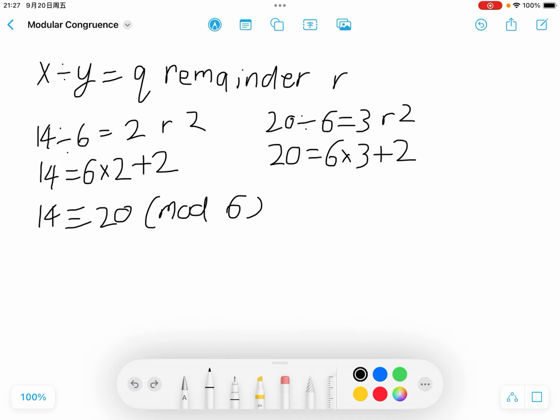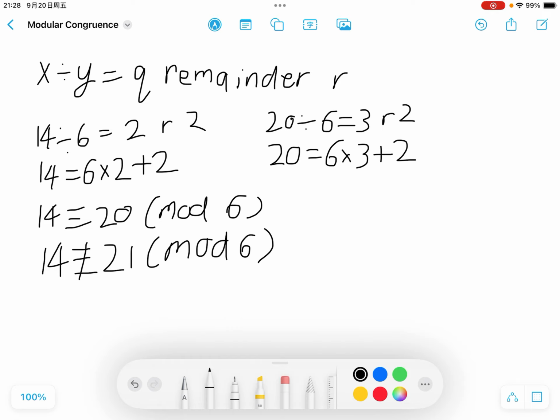If this isn't true, let's say it's 14 and 21 mod 6. This isn't true because 21 divided by 6 has a remainder of 3, not 2. Then you put this diagonal line over here. You say 14 is not congruent with 21 mod 6.